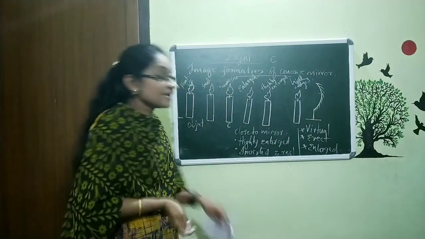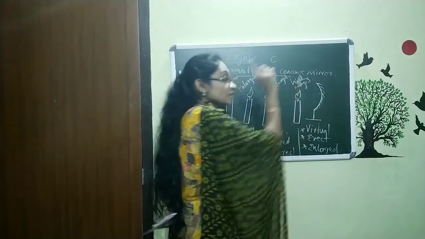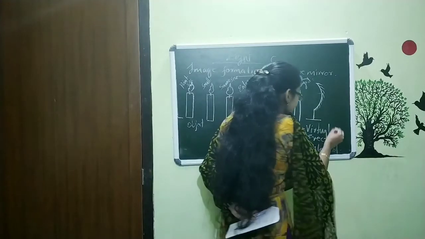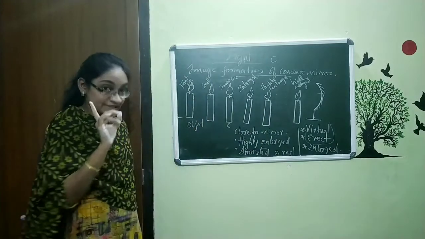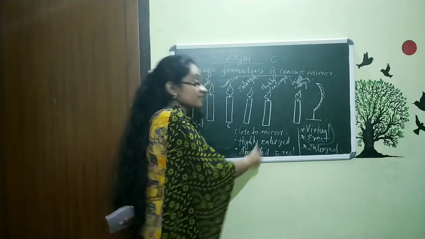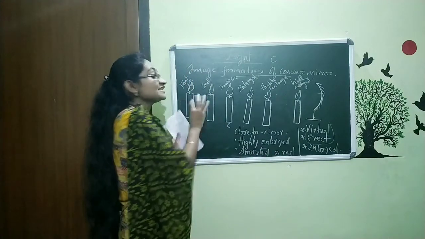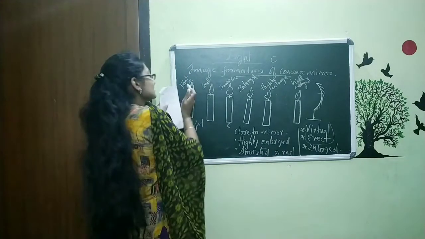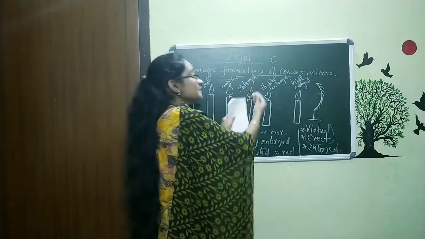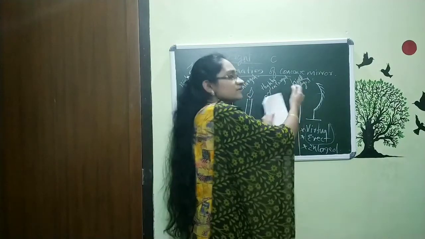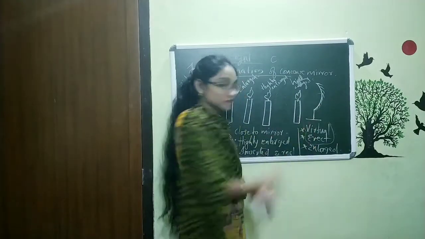Highly enlarged. But the only difference is that when we place the object very near to our mirror, you will get a virtual and erect image. For all other cases you will get an inverted real image. And the only difference is the size of the image. Here it is point size, very small, then it is big, a little more big, again big, and here also it is bigger in size, but only here it is erect and virtual.